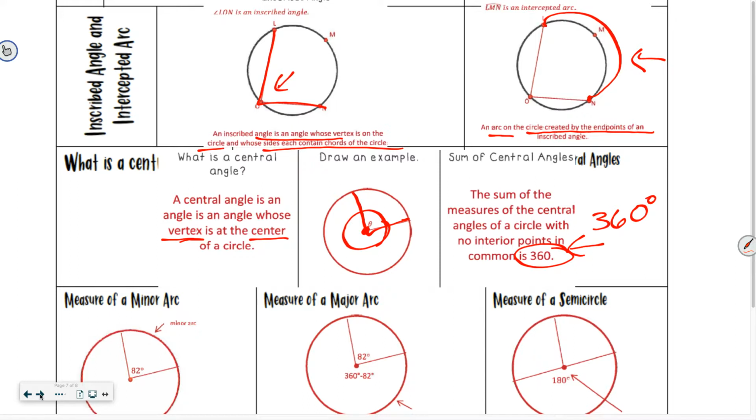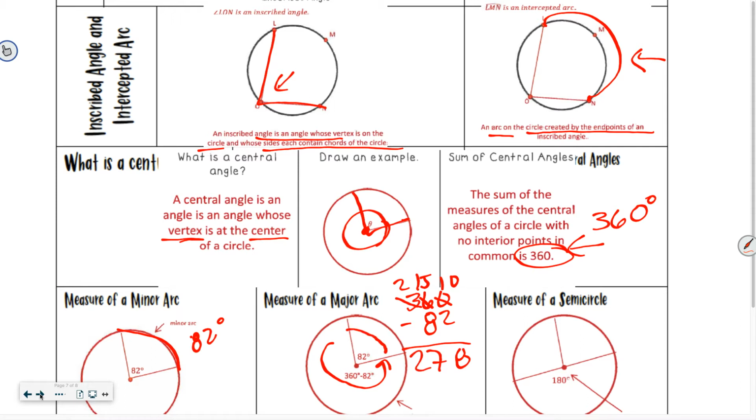Then we have a minor arc, and the measure of this minor arc is 82 degrees. Then the major arc would be the big number, so we would do 360 minus 82. So we need to do this problem here. So we get 278. So if the minor arc is 82, then the major arc is 278 degrees. And then a semicircle we know is half. So semicircle 180 degrees.